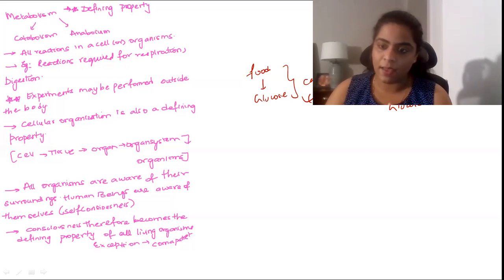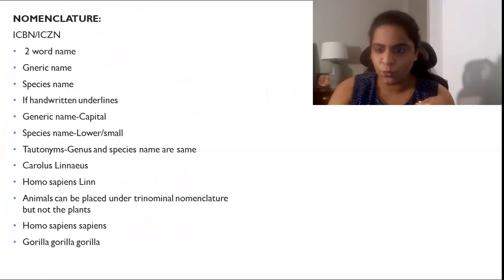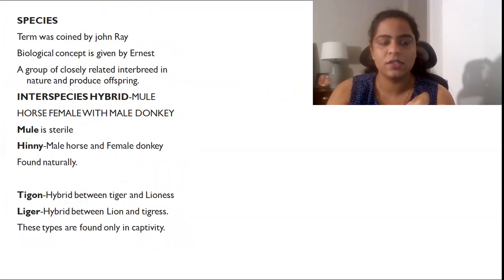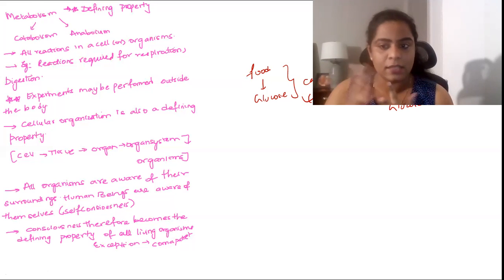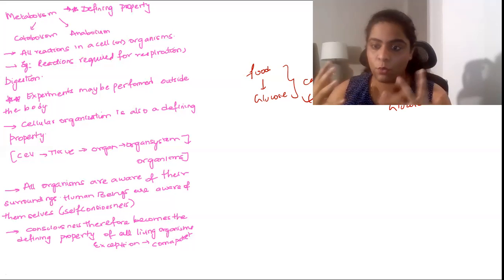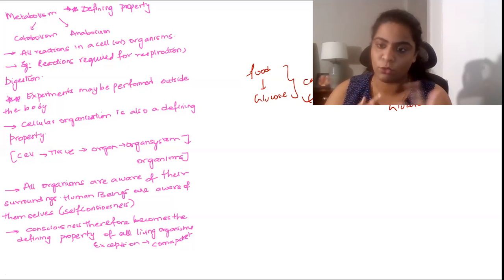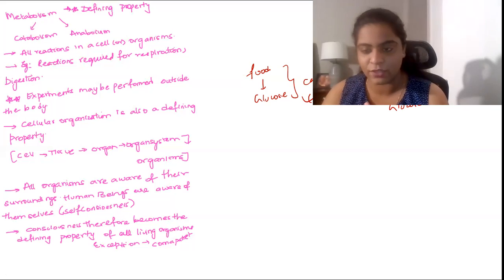So today we have studied this, and tomorrow we'll study nomenclature, species, and taxonomy, and we'll try to name 2-3 different things so that you understand it better. And then I'll be explaining flora and fauna in the 4th or 5th part of the lecture.